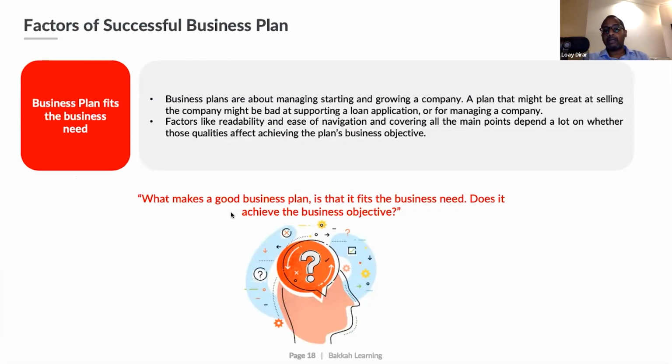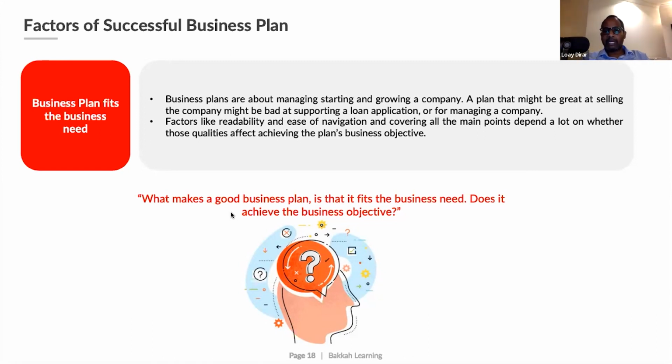So business plans are about starting and growing a company. It can be a company in its early stages of development. You still need money. You need to develop a business plan in such a case. And once you attract finances or attract funding for your idea, it's going to help you to grow and expand your reach.